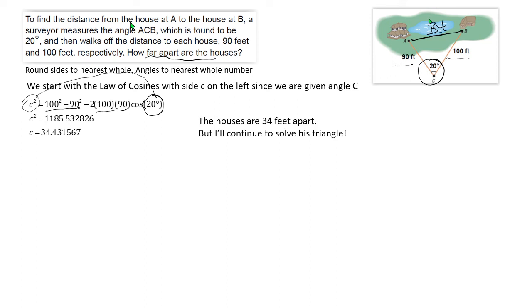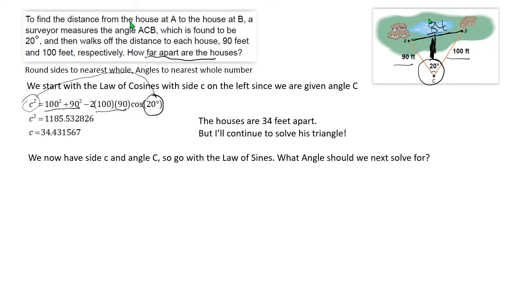Now I'm going to continue to solve the triangle. Now, since we have an angle in the opposite side, we can start working with the law of sines. We have side C, we have angle C. The angle I'm going to look for next, well, I'm going to look for angle B, because 90 is smaller than 100. I definitely know that B has to be acute.